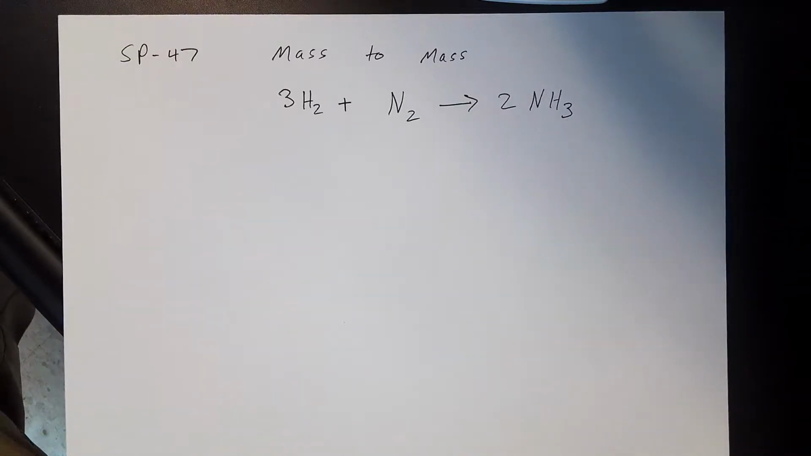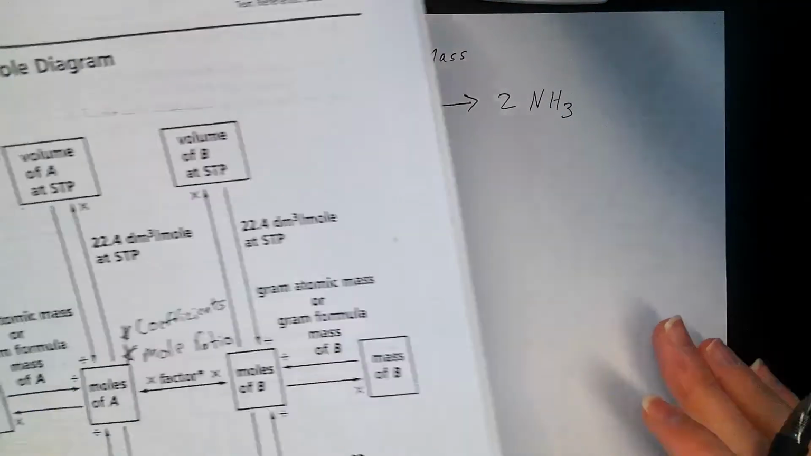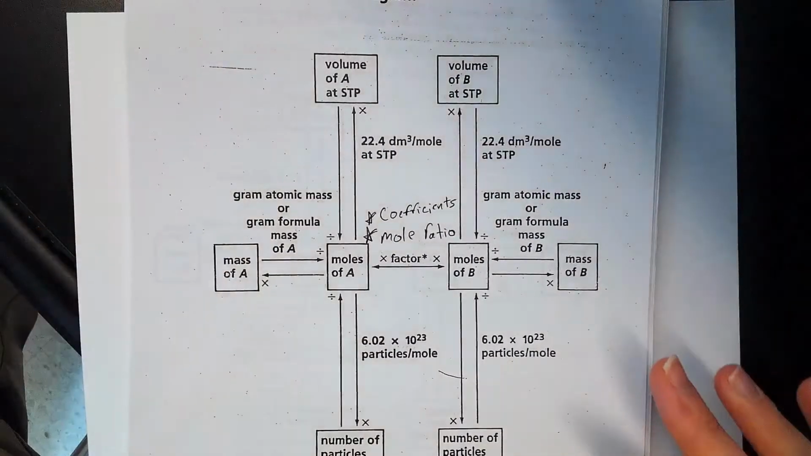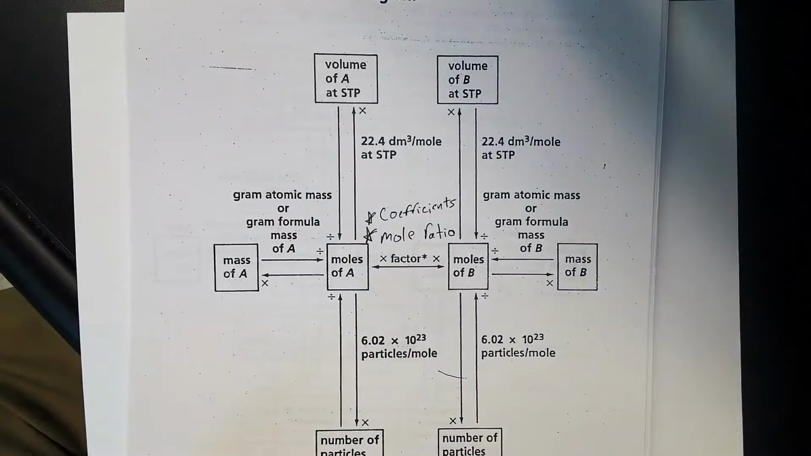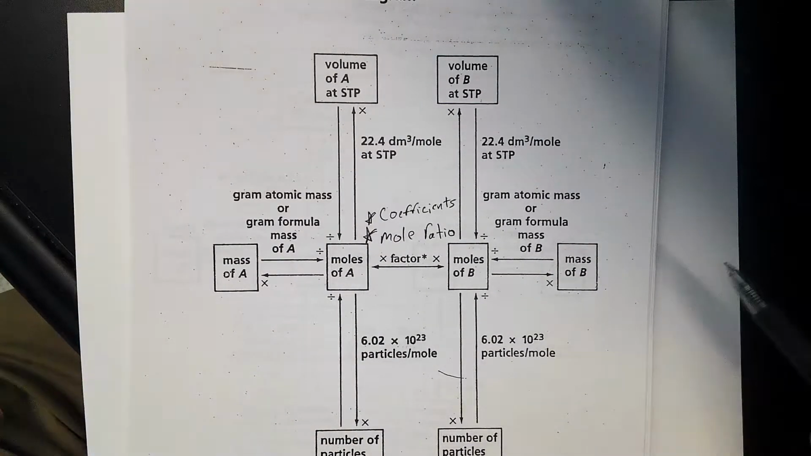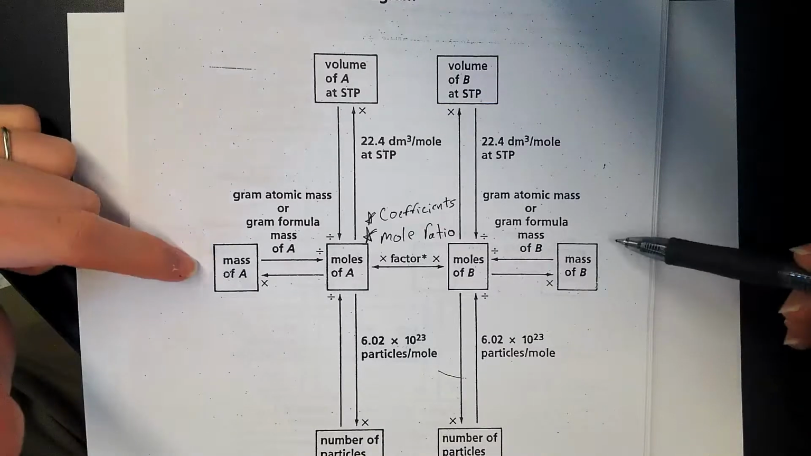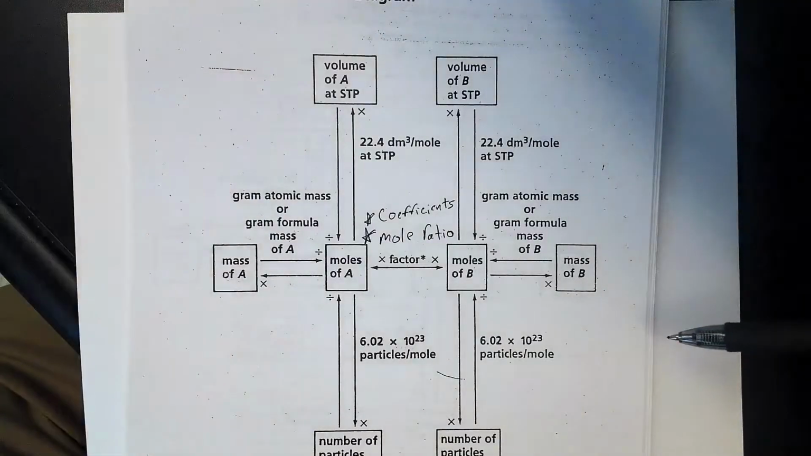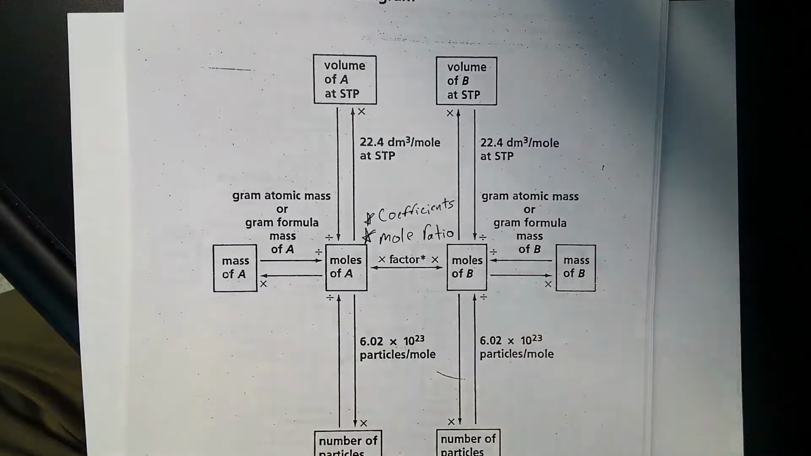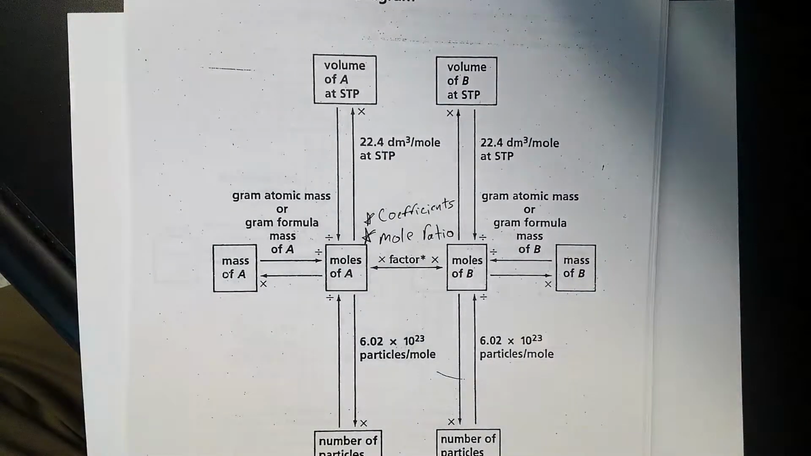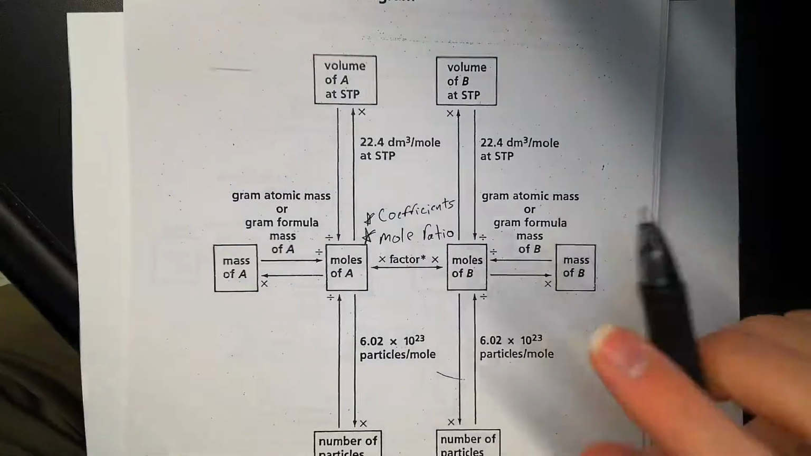So first, take a look at our chart here. So our chart implies that we have two masses, mass to mass. And shh, sit down, be quiet. Be quiet. Okay.